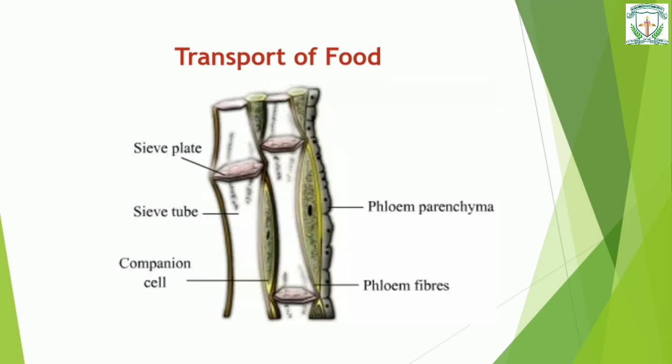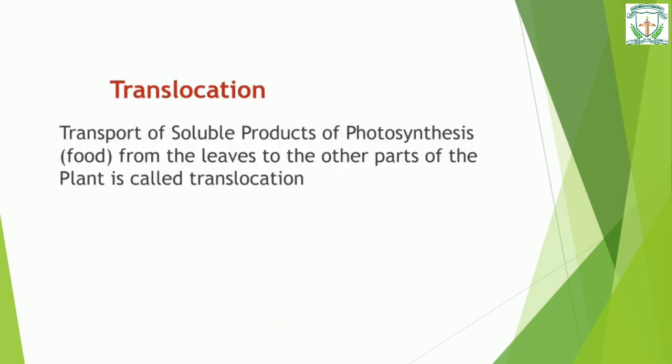Let us study transportation of food in plants. You know that plants prepare food through photosynthesis. This food has to be transported to each part of the plant. Phloem is the food conducting tissue. Transport of soluble products of photosynthesis from the leaves to the other parts of the plant is called translocation.